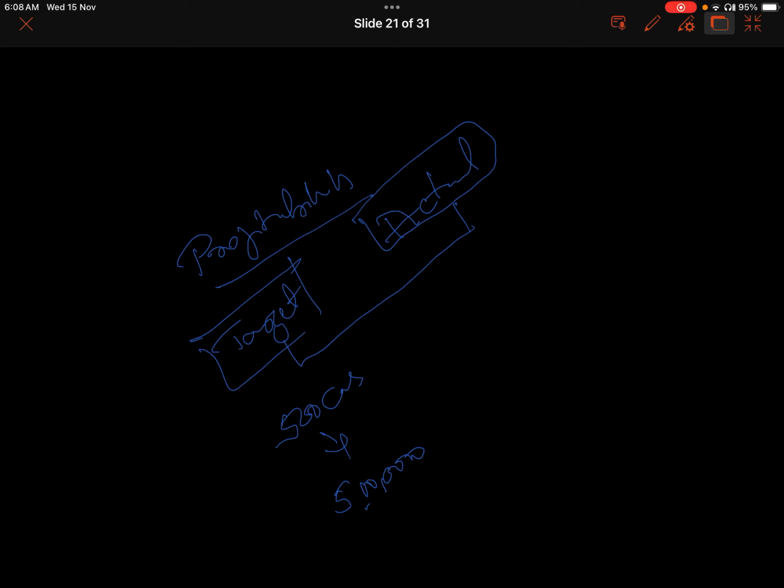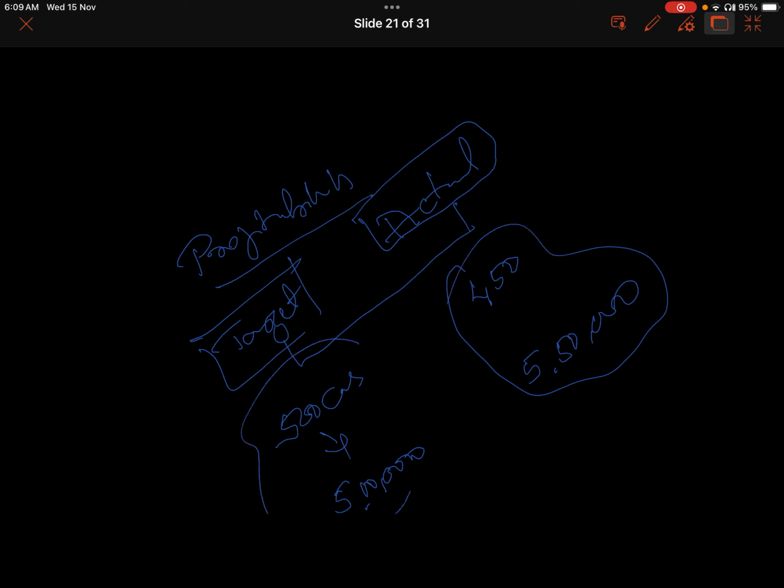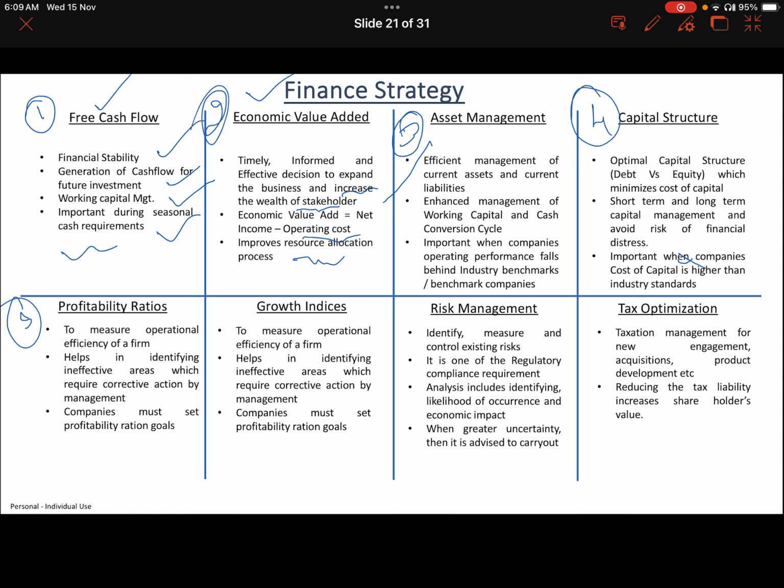So actuals, maybe they have produced 450 cars with 5 lakh 50,000 per car. So accumulating this and planning this are all part of finance strategy. Okay, followed by growth indices.